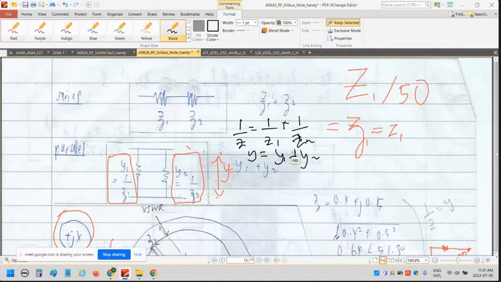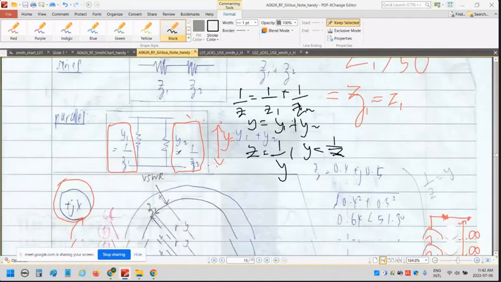You can also write Y equals Y1 plus Y2, to make it simple. After you get Y, what is the relationship between Y and Z? Z equals 1 over Y, and also you should know that Y equals 1 over Z. This is Ohm's law.